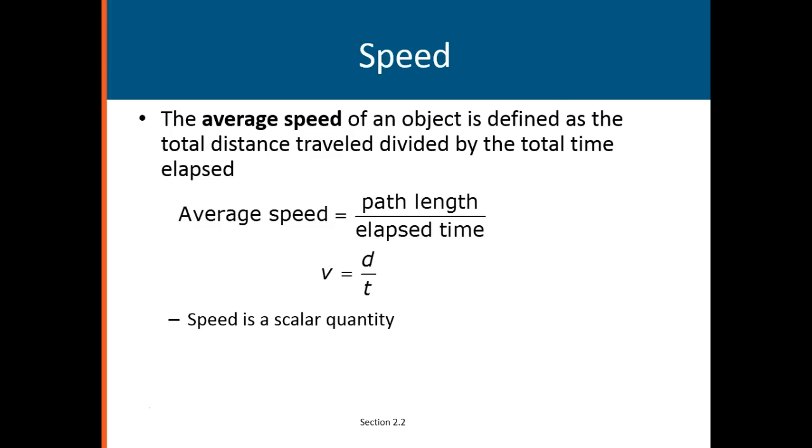And generally, distance traveled is a positive thing, time elapsed is a positive thing, so average speed is typically a positive quantity. And its formula, average speed is path length divided by elapsed time. Now, a lot of times for path length, math books will use S, and you could use that here. This one uses v. Speed is distance divided by time.